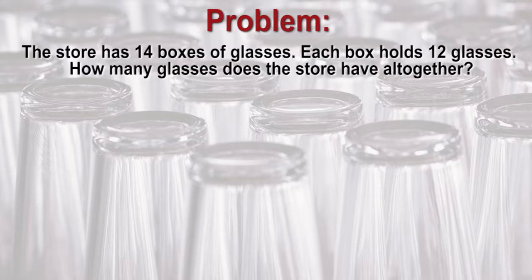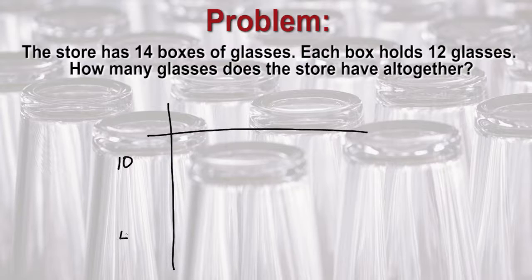The store has 14 boxes of glasses. Each box holds 12 glasses. How many glasses does the store have altogether? 14 times 12. First, draw an array bar and write the two factors on the outside of the bar by decomposing both numbers. Place the 14 as 1 ten and 4 ones vertically along the left side of the array bar as the number of rows.